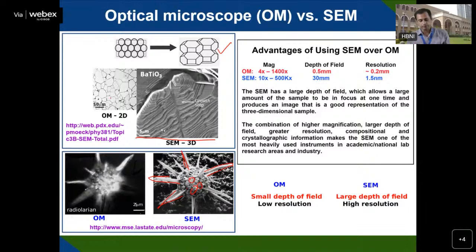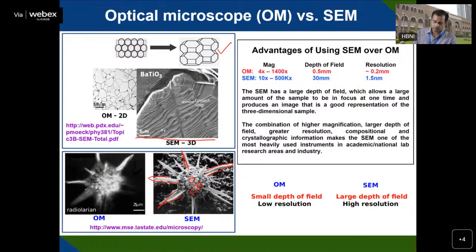The SEM has a large depth of field, so a large amount of the sample can be in focus at a time, and you can produce an image that is a good representation of the three-dimensional structure. So the combination of higher magnification, large depth, greater resolution, and compositional and crystal information makes SEM stronger and more useful than normal microscopes.